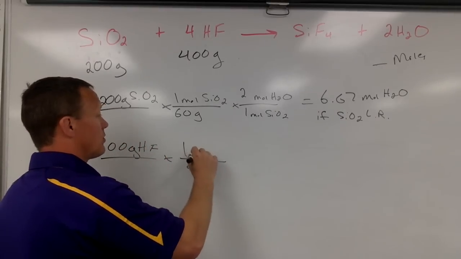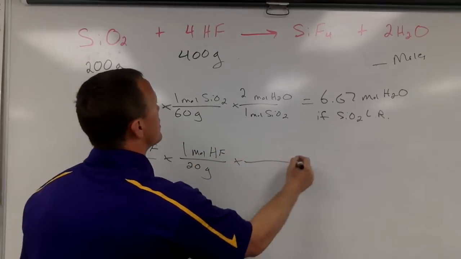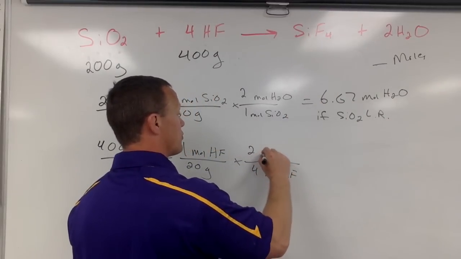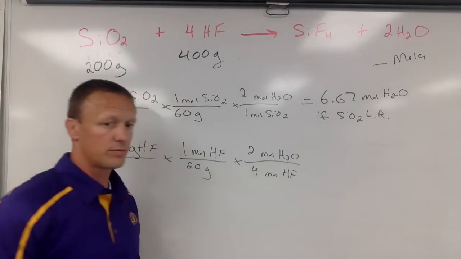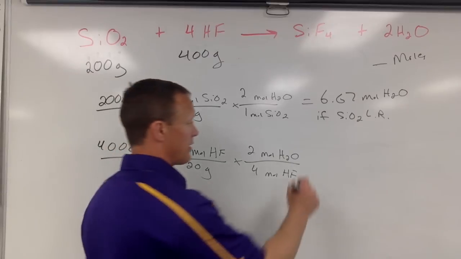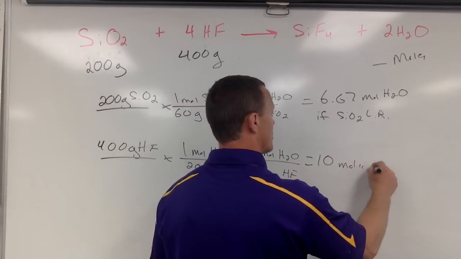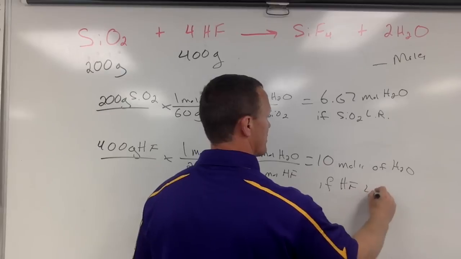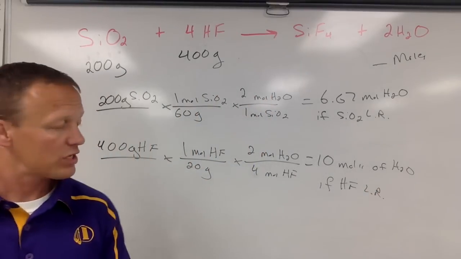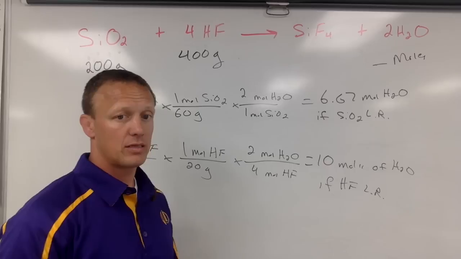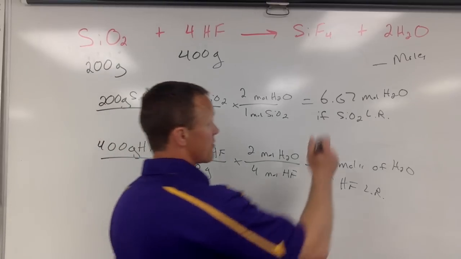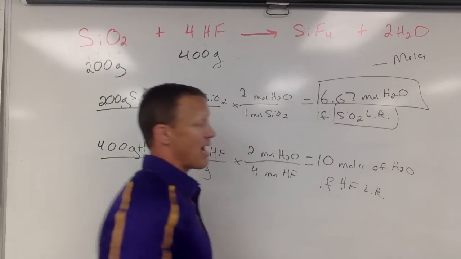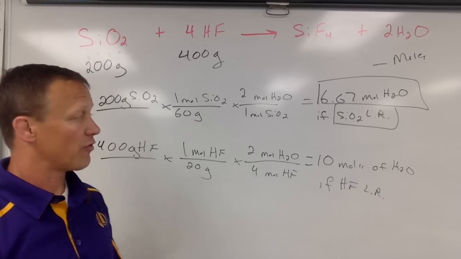It's 20 grams per mole. The ratio is 4 to 2. For every 4 moles of HF, there's 2 moles of water. When we do that, we get 10 moles of water. Again, that's if HF is the limiting reactant, the one that's going to run out first. Well, whichever one produces less product is your limiting reactant. So this is the amount of water we could produce. That means that SiO2 is our limiting reactant. It's going to run out first. You can produce less water from it.